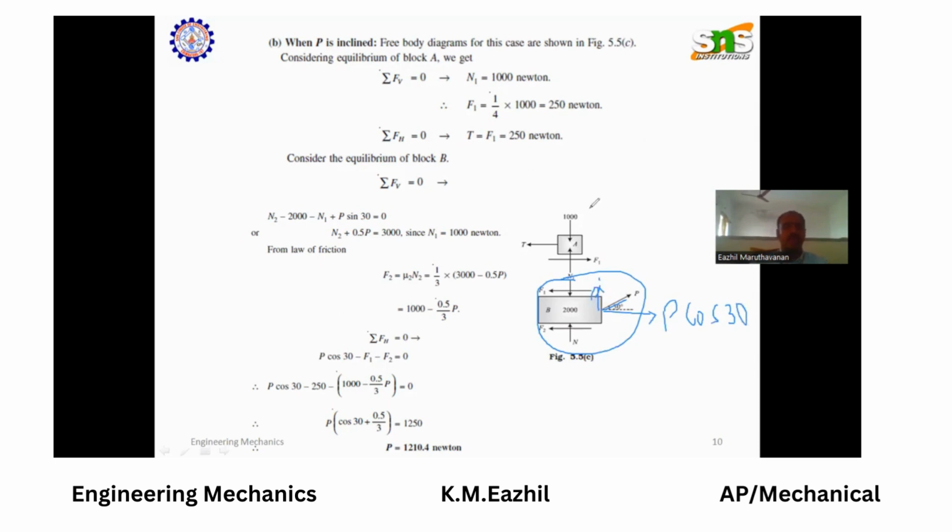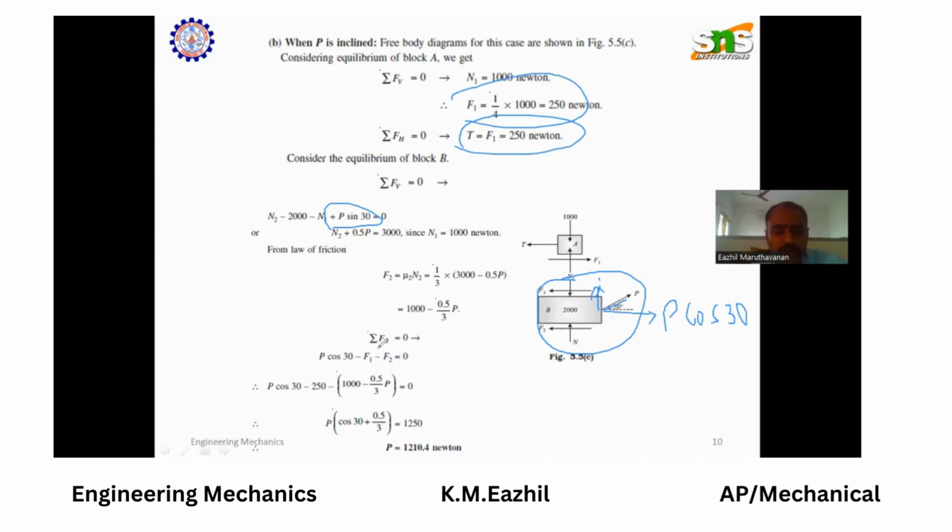While solving the equation, we have to consider those two forces for block B. For block A, the values will be the same as the previous problem. We'll get F1 as 250 Newton and T also will be 250 Newton. While solving the problem for block B, we have to consider this vertically resolved and horizontally resolved. So N2 minus 2000 minus N1 plus P sin 30 is equal to 0. So we'll get the equation as N2 plus 0.5P is equal to 3000 by substituting the value for N1.